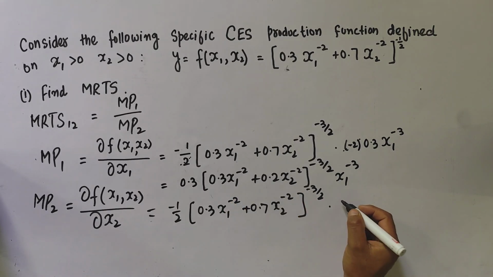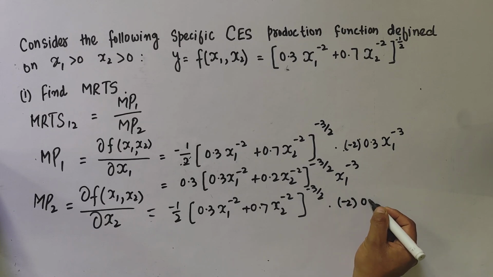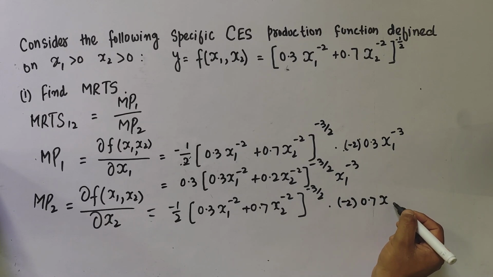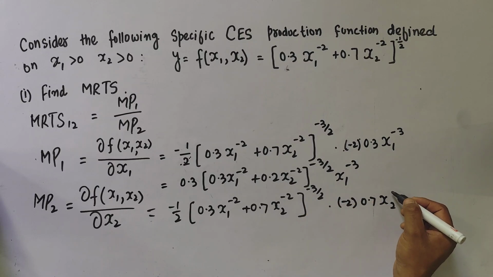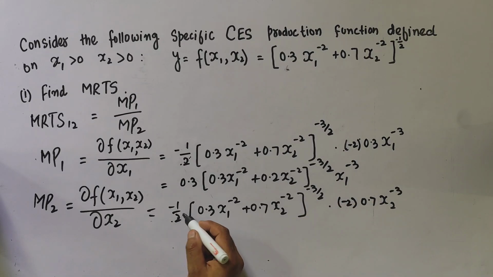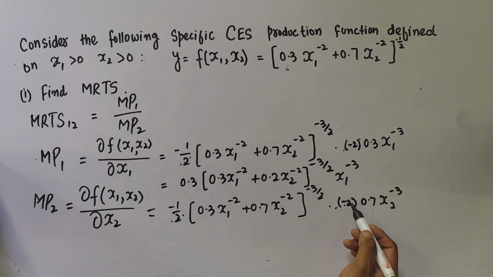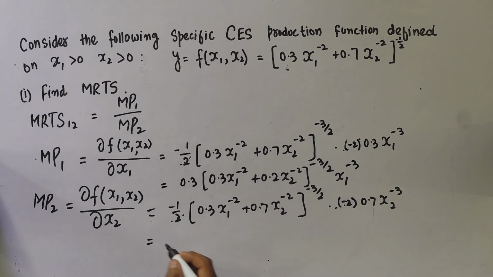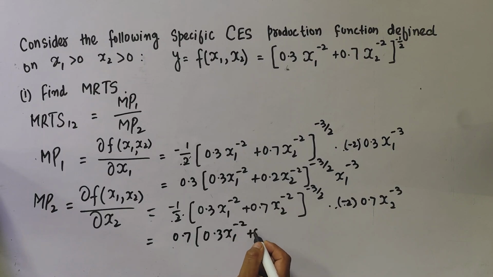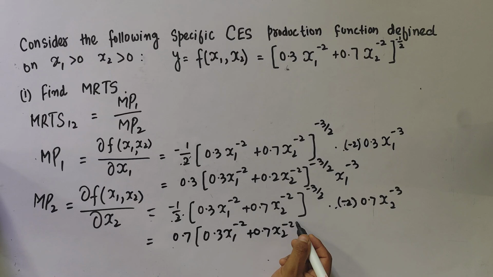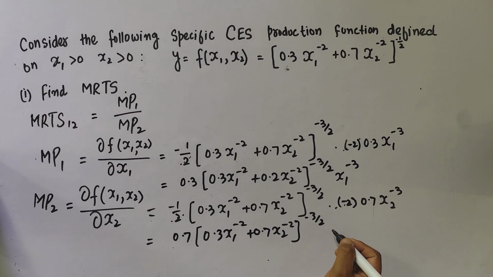So again the exponent becomes the coefficient. We have negative 2, then 0.7, and the exponent is subtracted by 1, so negative 2 minus 1 is negative 3. Again this 2 and this 2 get cancelled. Negative into negative is positive, so we are left with 0.7 times (0.3 x1^(-2) + 0.7 x2^(-2)) raised to the power of negative 3/2, times x2 raised to the power of negative 3.